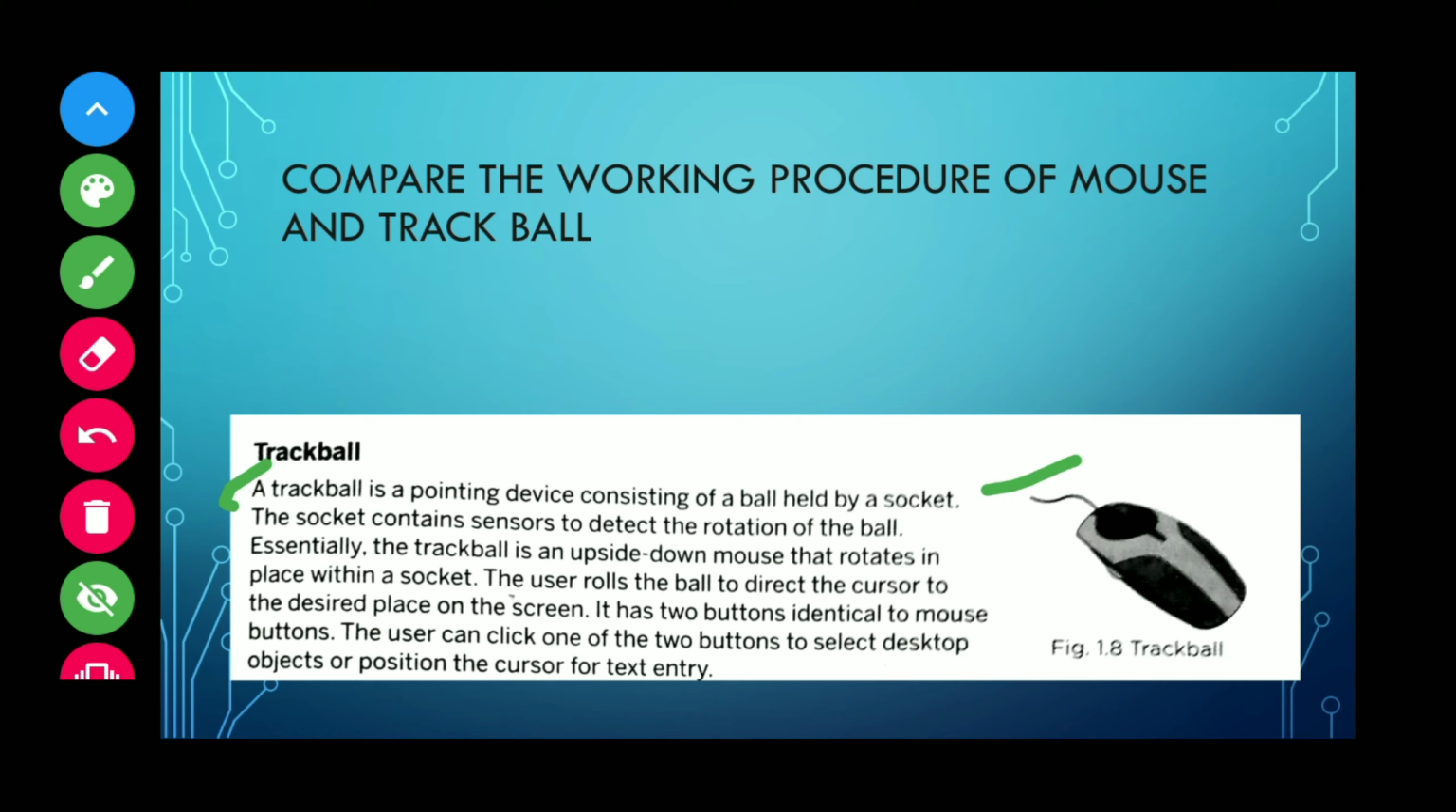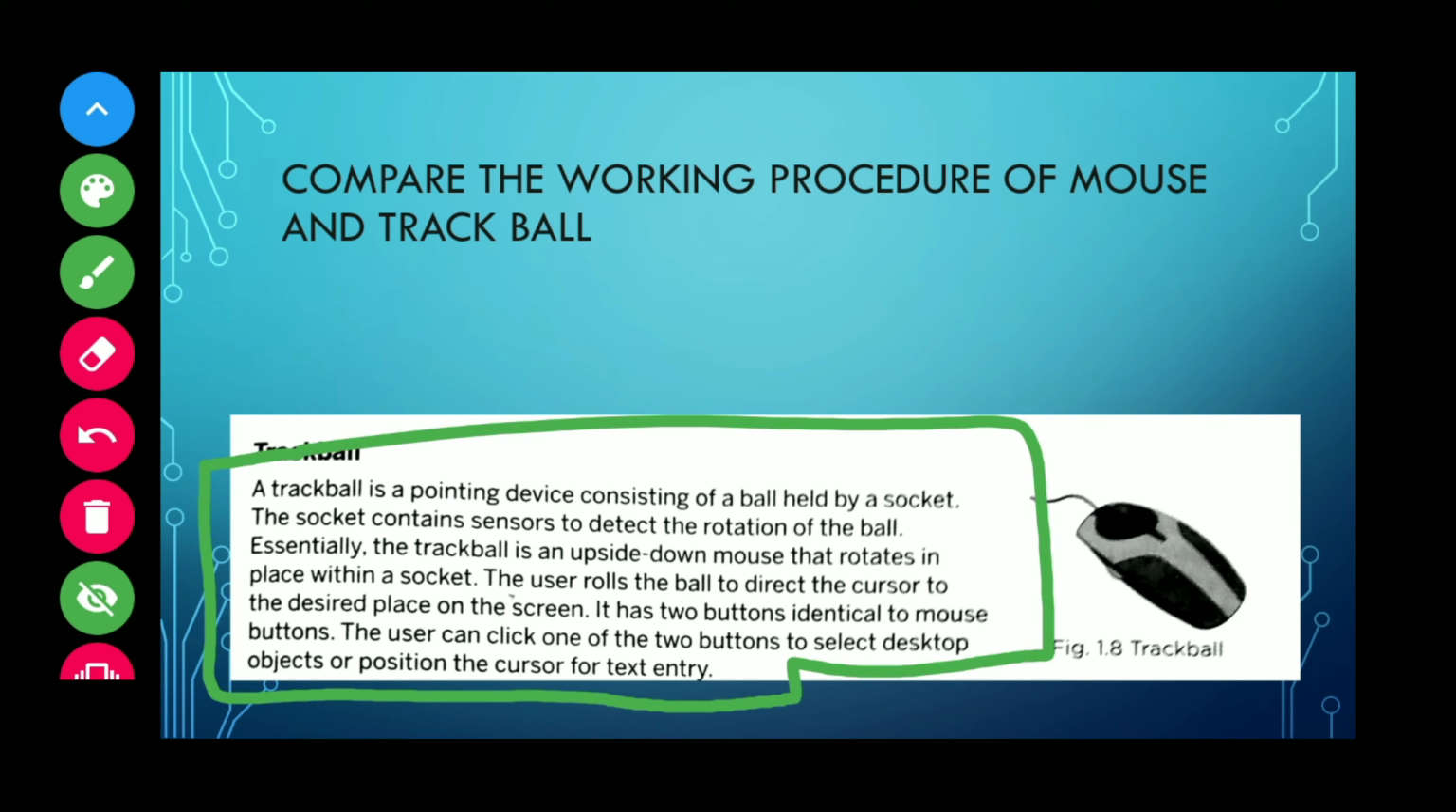Consisting of a ball held by a socket, and the socket contains sensor to detect the rotation of the ball. Essentially, the trackball is an upside down mouse that rotates in place within a socket. Till here you have to write. Okay, so it is enough. The user rolls the ball to direct the cursor on the screen. You can write the full answer if you wish. Okay, so this is very easy to understand.